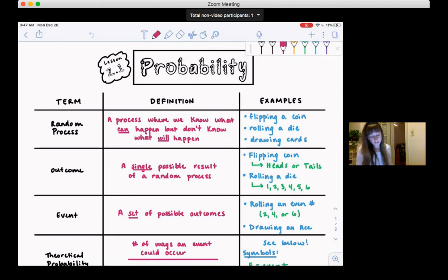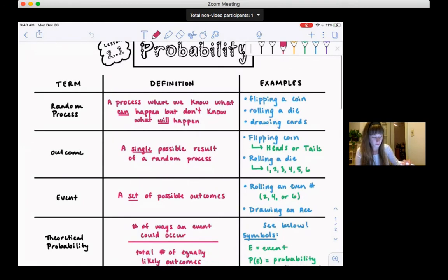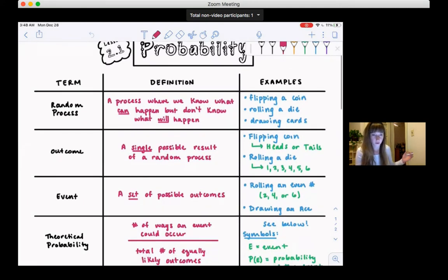Hi everyone, welcome to Unit 2 on probability. This is our first of 3 lessons, so in this lesson we're just going to be recapping what is probability. Probability has to do with things called random processes. This is just a process where we know what can happen, but we don't know what will happen. We know the possible outcomes, but we don't know which one is going to happen.